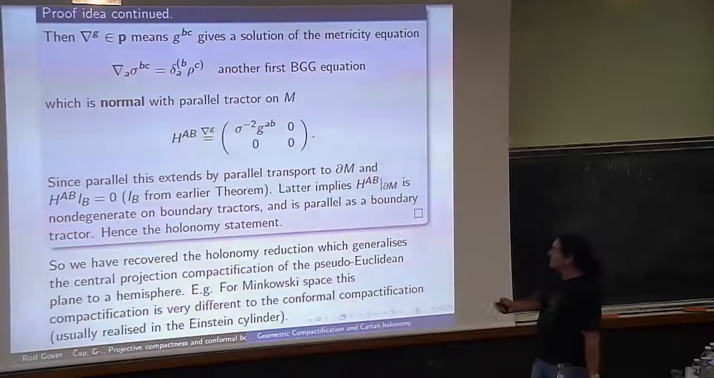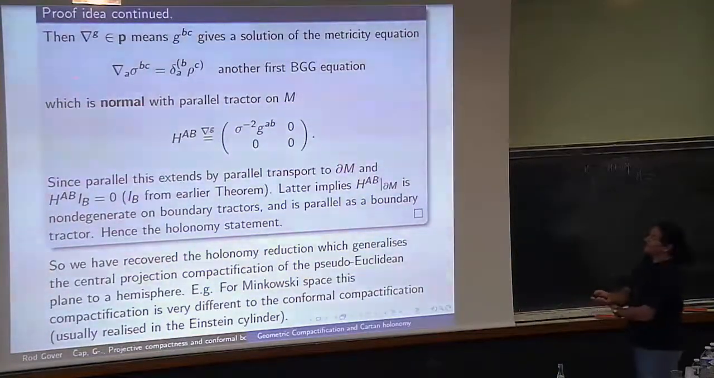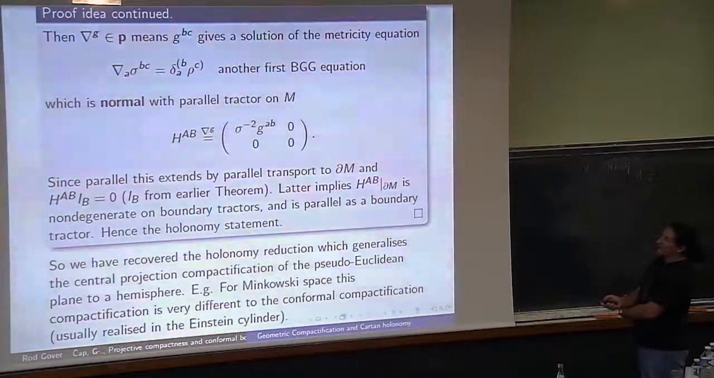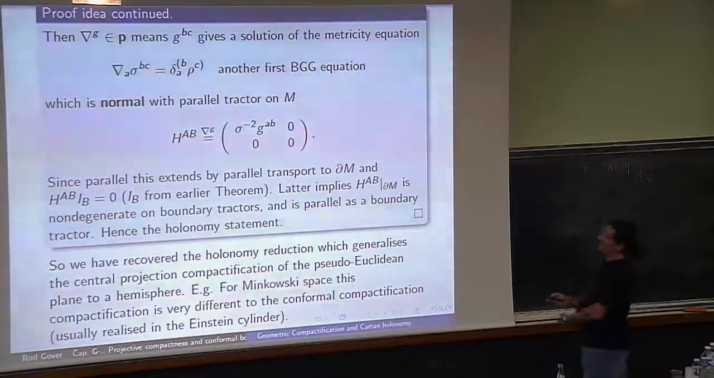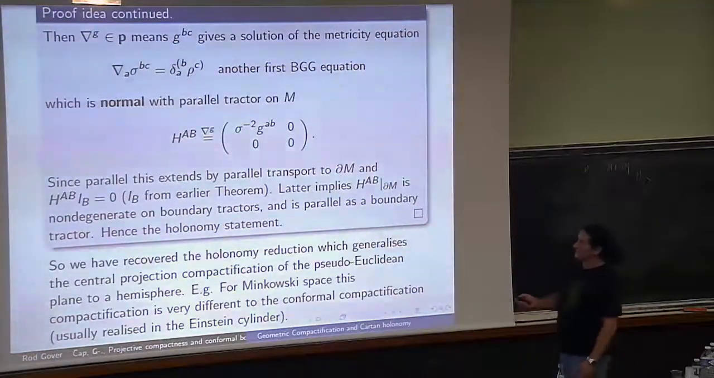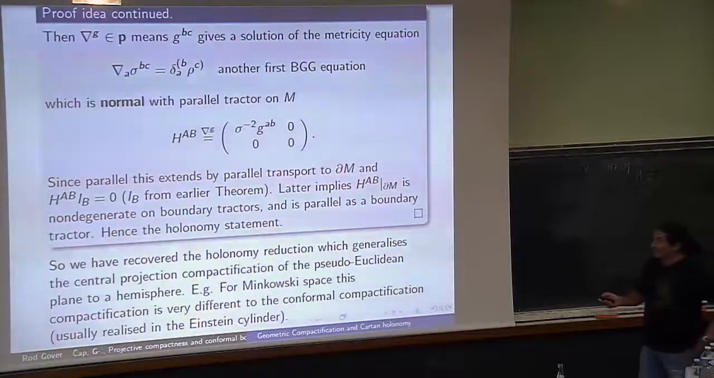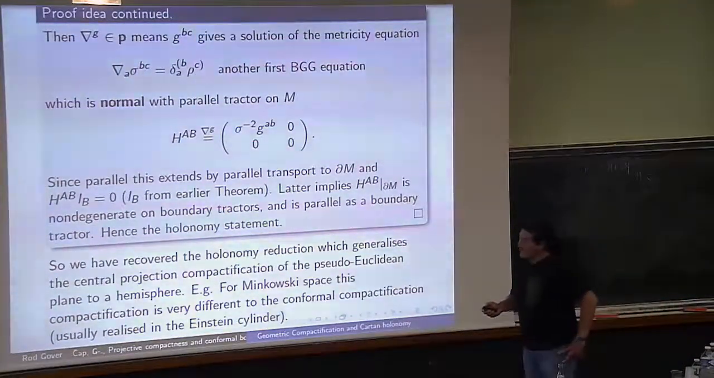All of these are what are called first BGG equations. And this sort of overdetermined PDE, when you prolong it, you get what looks like an inverse metric on your tractor bundle. So this is parallel, but it's contravariant like that. And when you write it in the scale of the metric, it just looks like this. So it has zeros down here. But in this big block here, you have the inverse of the metric times the scale to the minus 2, the scale that determines this projective density determined by the metric. It's a sort of root of the volume density.